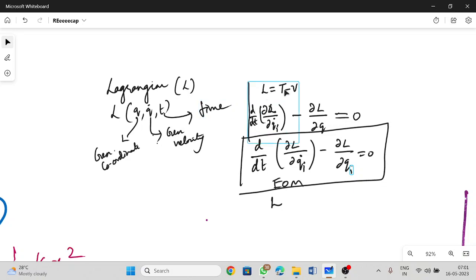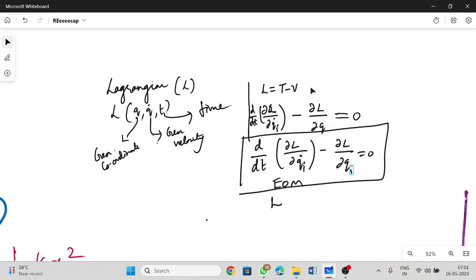So the Lagrangian L is given as T minus V, where T is the kinetic energy and V is the potential energy. And this is the Euler-Lagrange equation, which is d by dt of dou L by dou q dot minus dou L by dou q equal to 0. Particularly, this is for conservative systems, right? For conservative systems, you don't have an external force, so we have 0 here. Once you have a non-conservative system, then you have an additional term here, right?